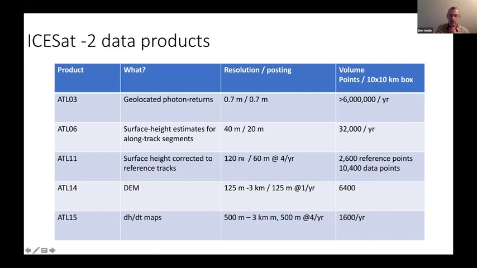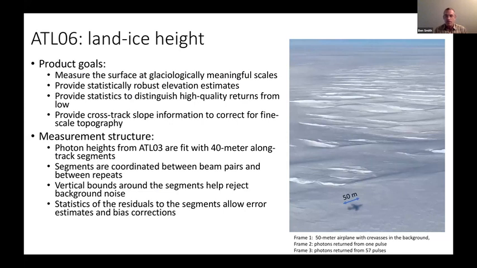ATL11, for instance, this is actually an older slide. It's now posted at 60 meters, 100 meters, 20 meters along track resolution. But still, that's thousands of points in a 10 by 10 kilometer box. The reason for choosing this scale was both trying to get a high enough precision per point and enough points along track to estimate the along track surface slope, while trying to resolve features at a reasonable scale for a glacier.